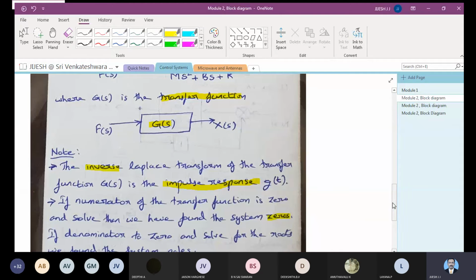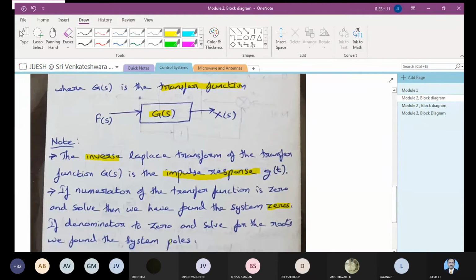So zeros are denoted like this. The notation for zeros will be in the same way, but for poles the notation will be in this form, like x. We will denote poles with an x notation, and zeros as circles. So that is what you can understand. If the numerator of the transfer function is set to 0 and solved, we find the zeros, and if you take the denominator and solve for the roots, you find the poles.